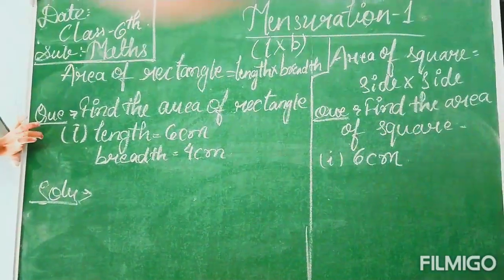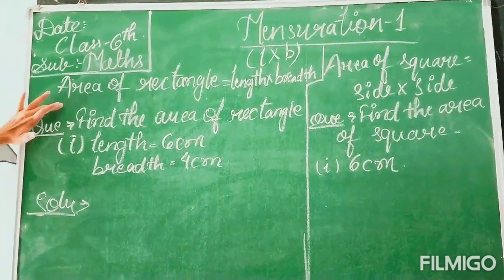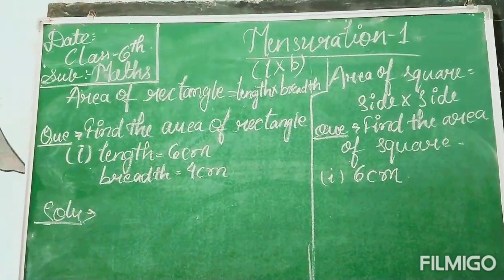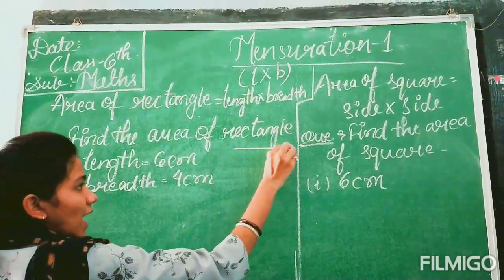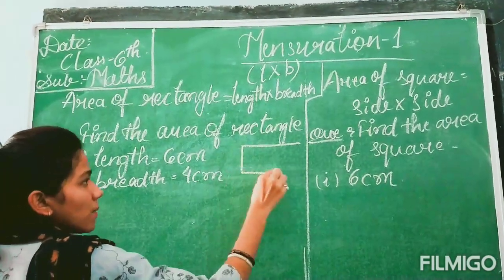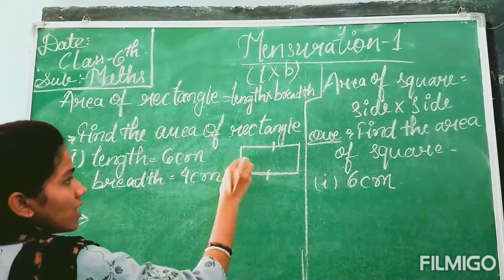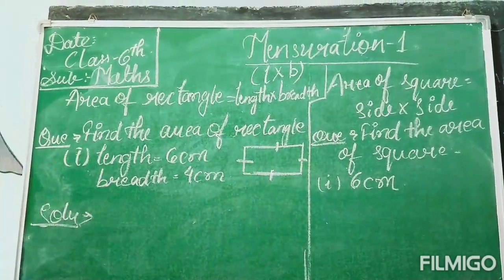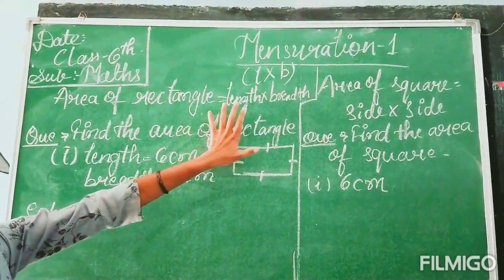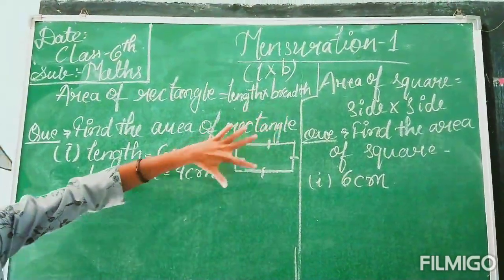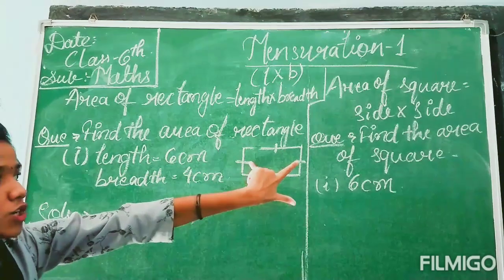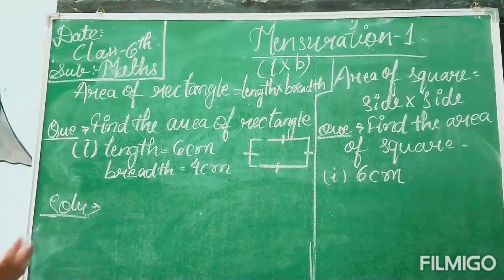First question we can take about the rectangle. Find the area of rectangle. Rectangle means you have the length and breadth different. Their lengths are parallel but their breadths are not parallel. That's why this formula is length into breadth. So 2 lengths and 2 breadths are in the rectangle.